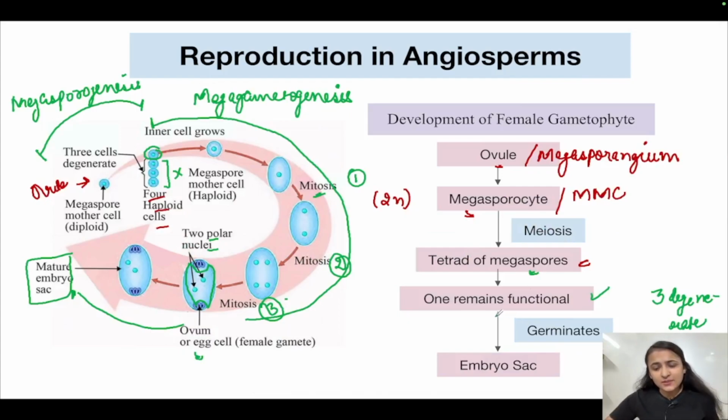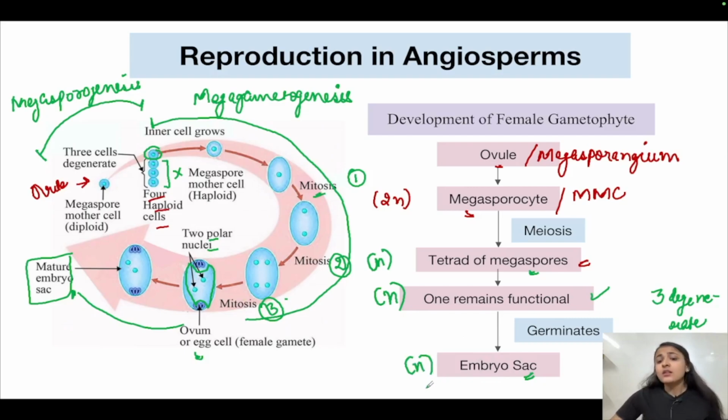So this megaspore is finally germinating into the mature embryo sac. The megasporocyte here was diploid. The tetrad of megaspores is haploid. One remains functional, which is haploid. Now this one functional megaspore is undergoing mitosis only to form the mature embryo sac, or the female gametophyte.